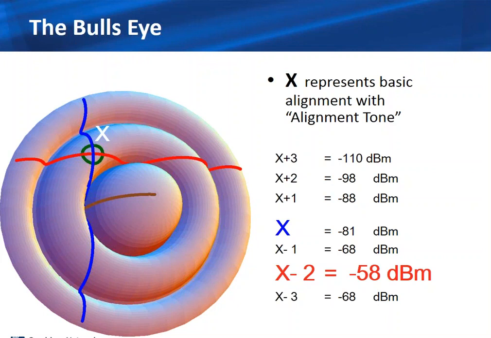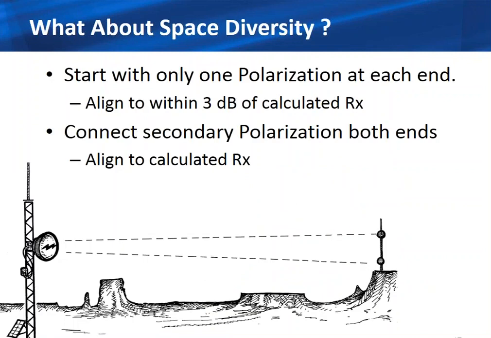And if I don't find where I'm looking for, I bring that line back down to X, and I go down one and measure, down one and measure. In this particular case, you can see that I went up three values on my elevation, I'd get horrible signal strength. Go back to X, X minus 1 gives me better, X minus 2, I'm dead on. If I keep going to X minus 3, I'd actually be going the other way again, and I'd be losing signal strength. So I can actually track to exactly where my center beam is and get my alignment done very, very quickly.